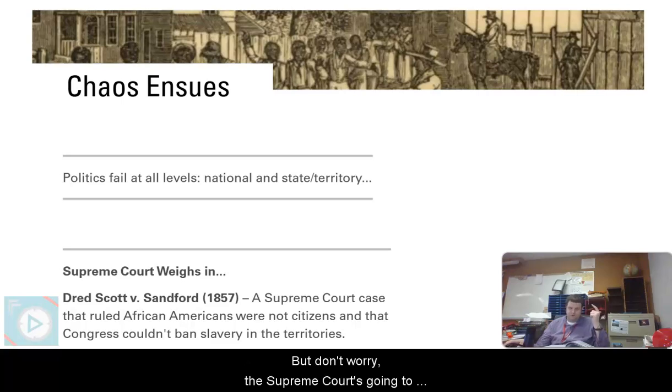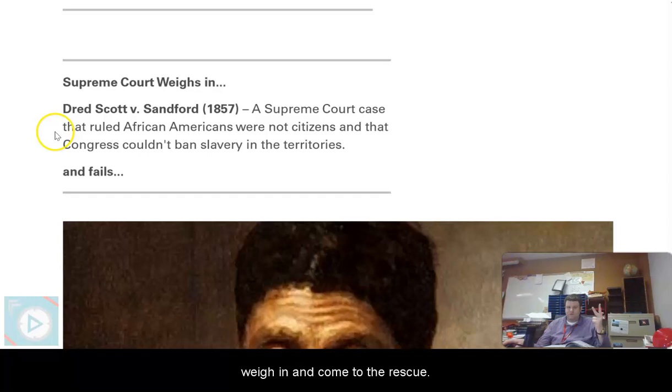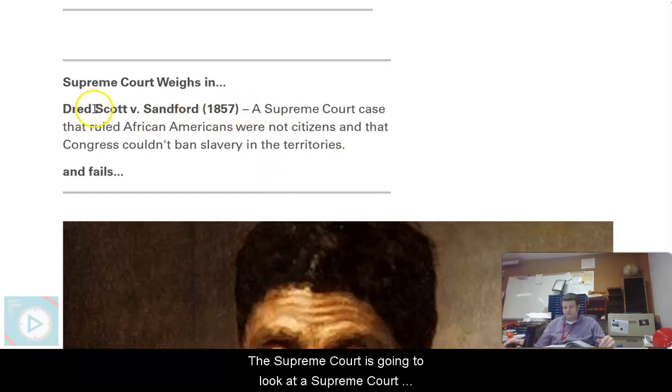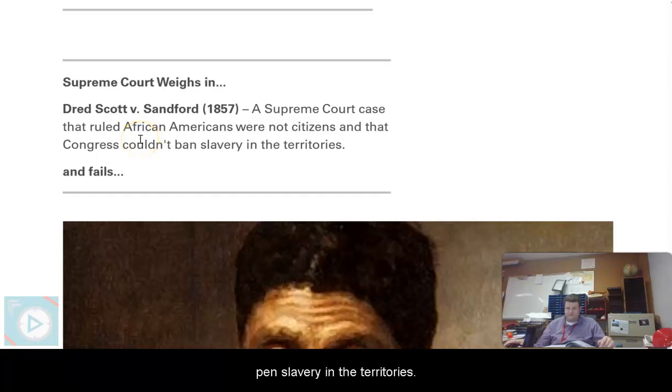But don't worry, the Supreme Court's going to weigh in and come to the rescue. Wait, I read my slide wrong. They're not going to fix it. The Supreme Court is going to look at a Supreme Court case called Dred Scott v. Sanford in 1857, and they're going to rule that African Americans are not citizens and Congress can't ban slavery in the territories. So the Supreme Court strategically steps in, trips over the pot, and falls face first flat on the ground. Or they trip on the rake and hit themselves in the face.